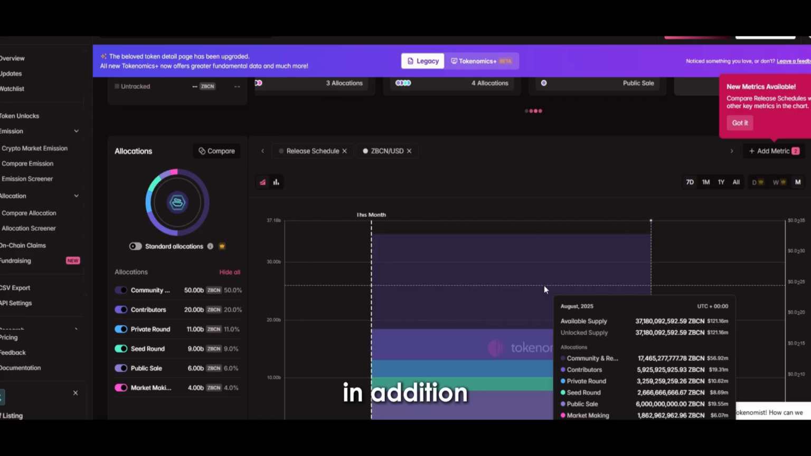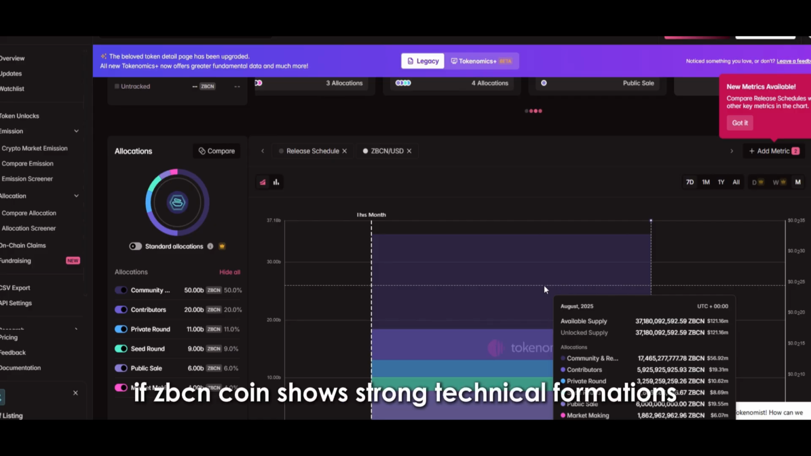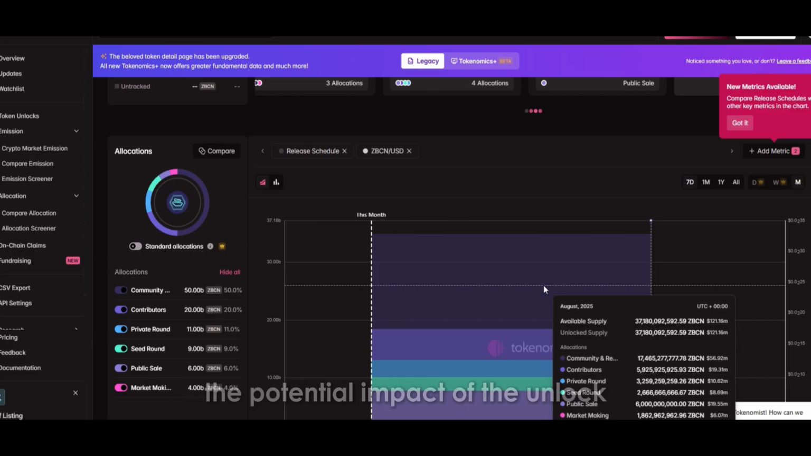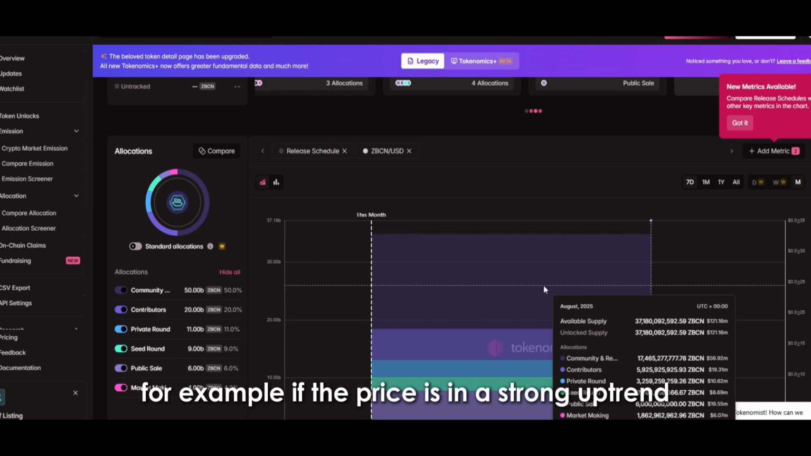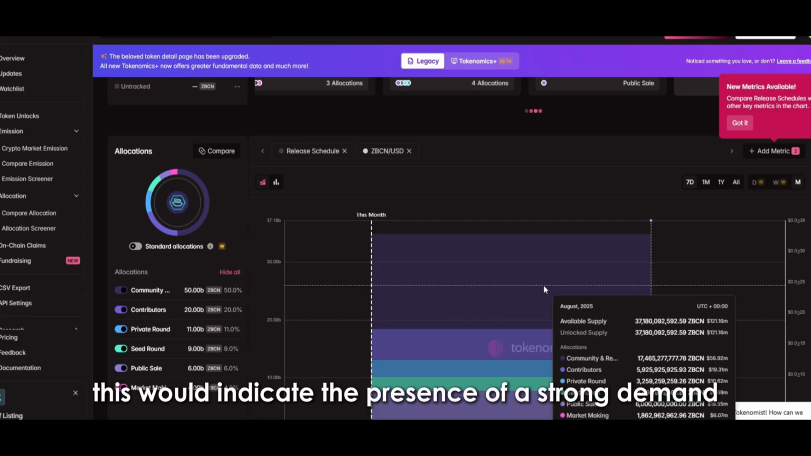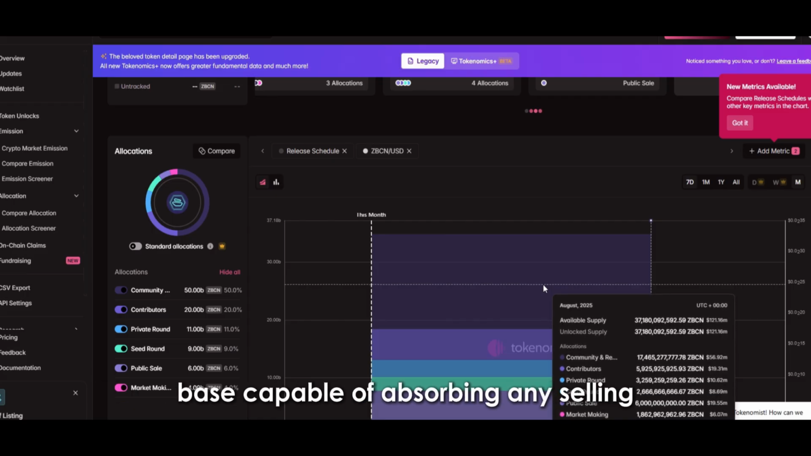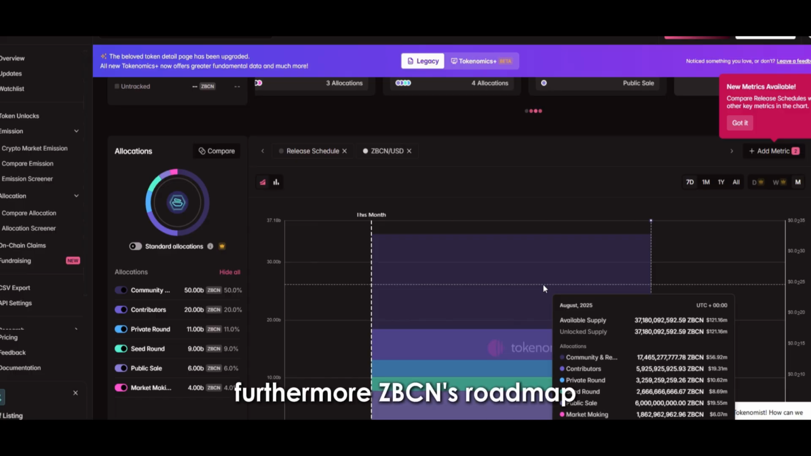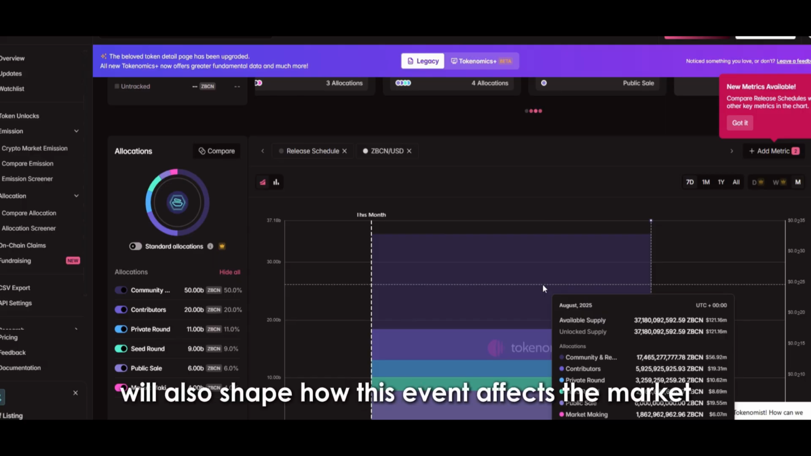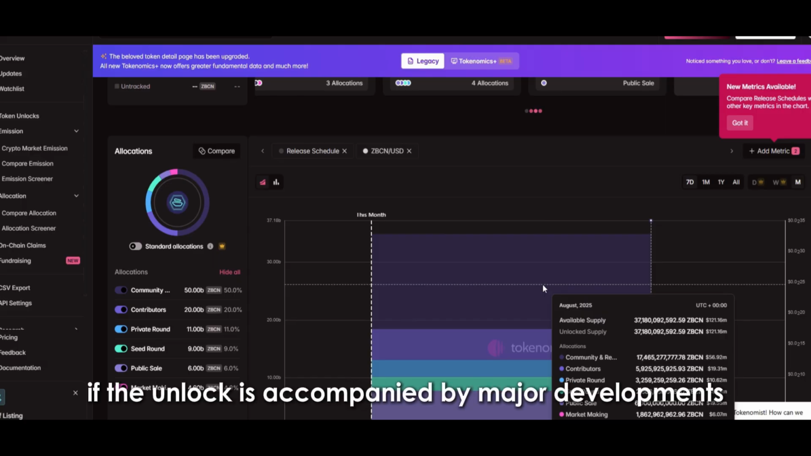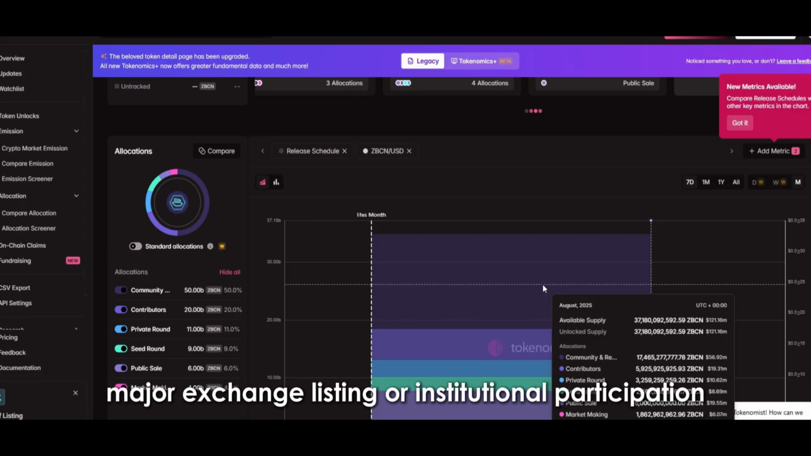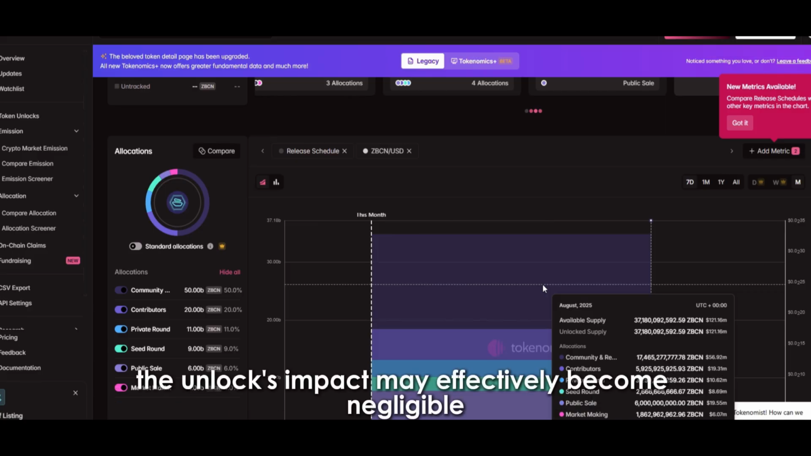In fact, we've seen many projects experience price increases after token unlocks, and the same could be true for Zbcn coin. In addition, if Zbcn coin shows strong technical formations and structures that positively influence investor psychology, this could help offset the potential impact of the unlock. For example, if the price is in a strong uptrend leading into the unlock, this would indicate the presence of a strong demand base capable of absorbing any selling. Furthermore, Zbcn's roadmap, technological progress, community engagement, and partnerships will also shape how this event affects the market. If the unlock is accompanied by major developments, such as a tech release, major exchange listing, or institutional participation, the unlock's impact may effectively become negligible.